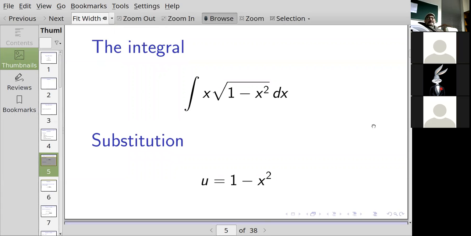So I've got the integral of x root of 1 minus x squared dx. I don't know how to do it directly, maybe, but I can see a substitution. I can let u equal 1 minus x squared, and then I can see that I've got a constant times the differential, 2x dx, for the rest of the integral. So the substitution u equals 1 minus x squared suggests itself, and then you would be able to do the integral.